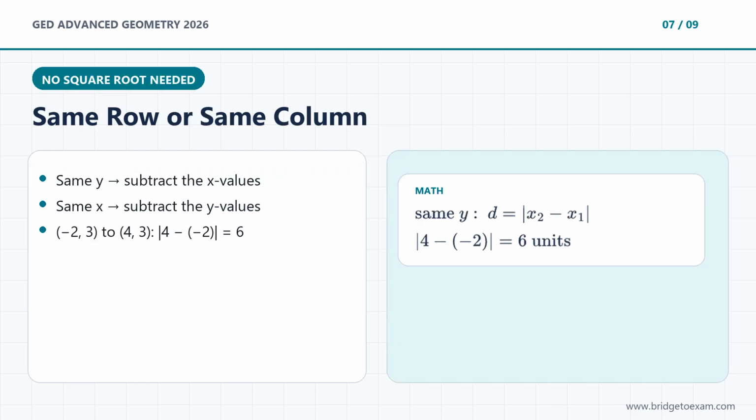Not every distance needs the full formula. If 2 points share the same y value, they lie on a horizontal line, so you just subtract the x values. For example, from -2, 3 to 4, 3, the y values are both 3, so the distance is simply the absolute value of 4 minus -2, which is 6. The same shortcut works for points that share an x value. Then you subtract the y values. Only slanted distances need the square root.